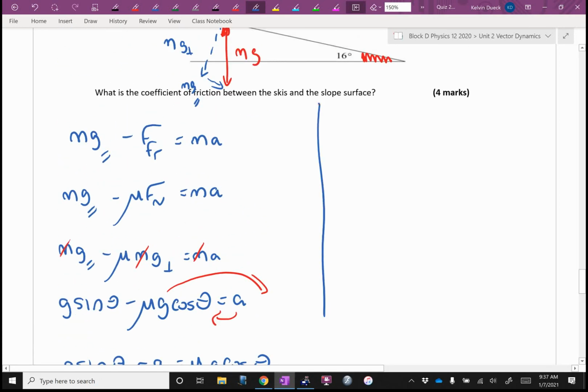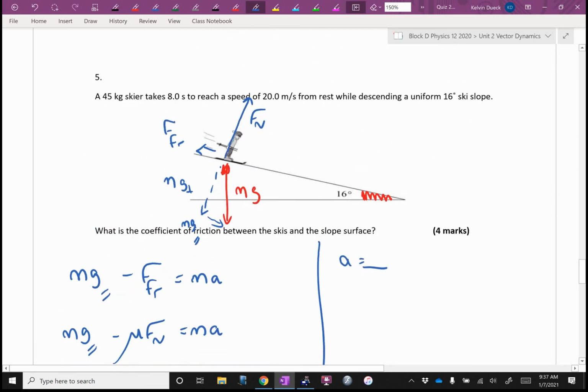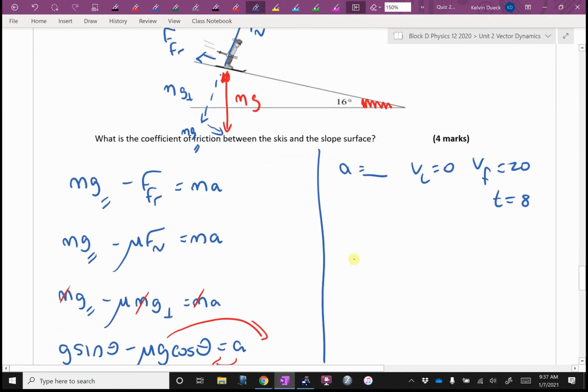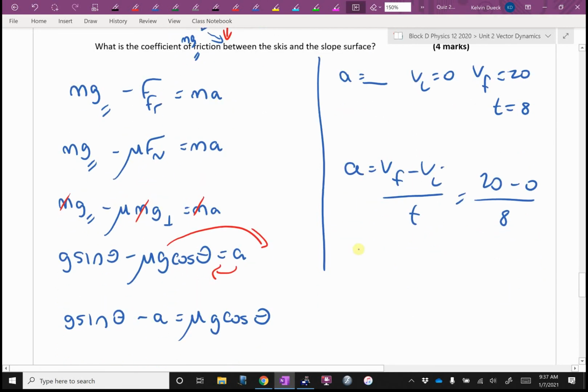So I'd probably draw a little line like this, and I would say, okay, I need to fill in the acceleration. What have they told me? Vi is 0, I saw from rest. Vf is 20, and I saw a time of 8. It's like, oh, physics 11. Yeah, a equals Vf minus Vi over t. It's going to be 20 minus 0 over 8. I think I do that in my head. It's going to be 20 over 8, which is 10 over 4, which is 5 over 2. Is a 2.5?